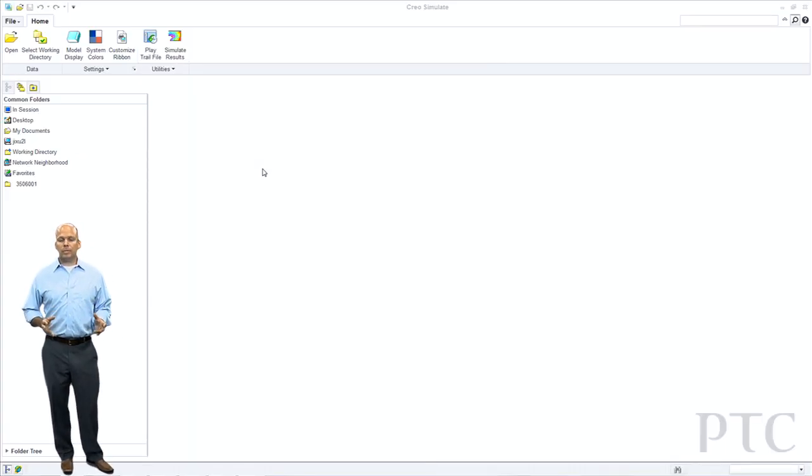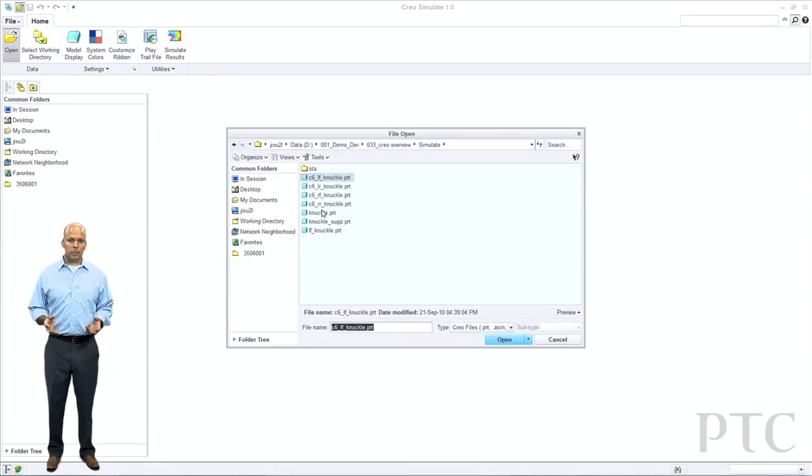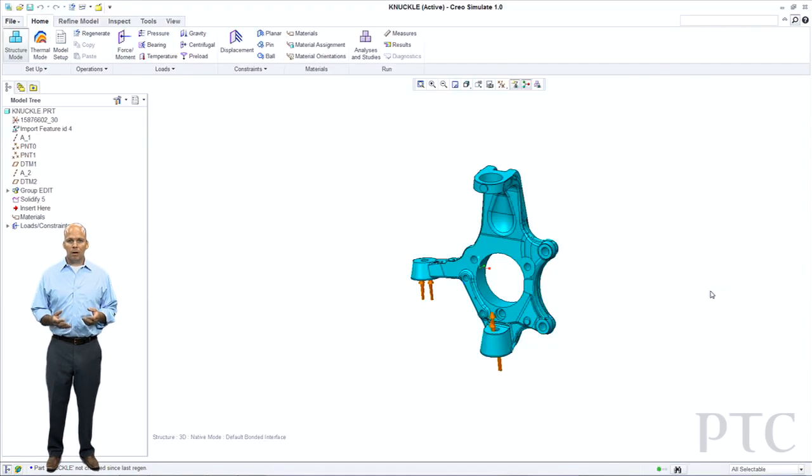Today, we're going to do a brief introduction of Creo Simulate. Creo Simulate is part of the Creo family of products. It's one of the Creo apps that allows you to do structural and thermal simulation of any model that you can open in the Creo ecosystem.